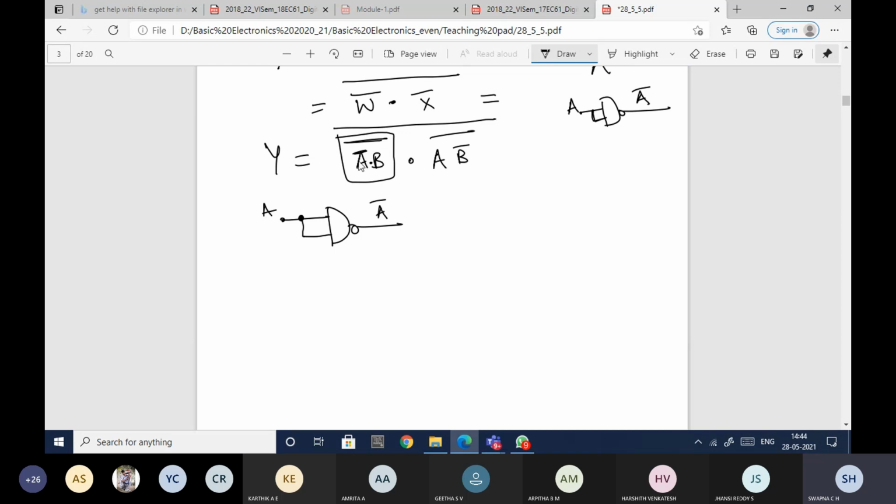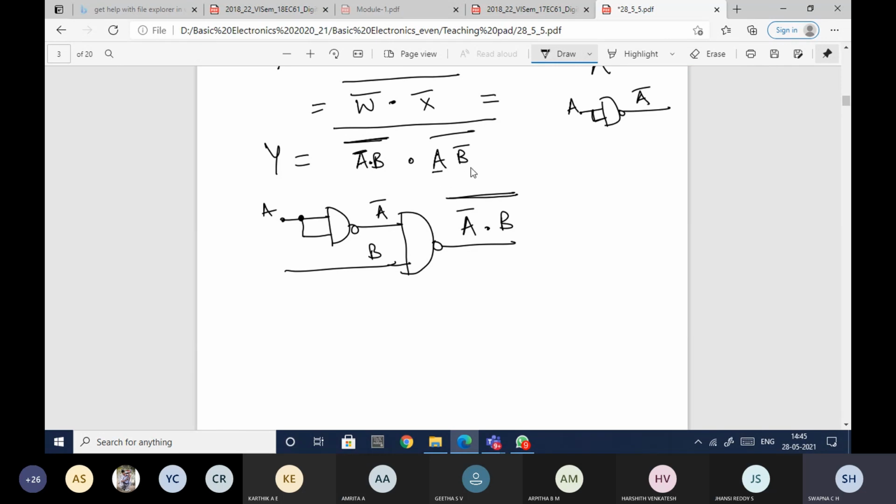Now what I have in between A bar and the next term B is dot, and I also have whole bar. So what I can do, I can give it to a NAND gate so that I'll get A bar dot B whole bar. Whatever inputs I'm giving to the NAND gate, both will be ANDed and I'll have a complement. So was I able to implement this? Yes, ma'am.